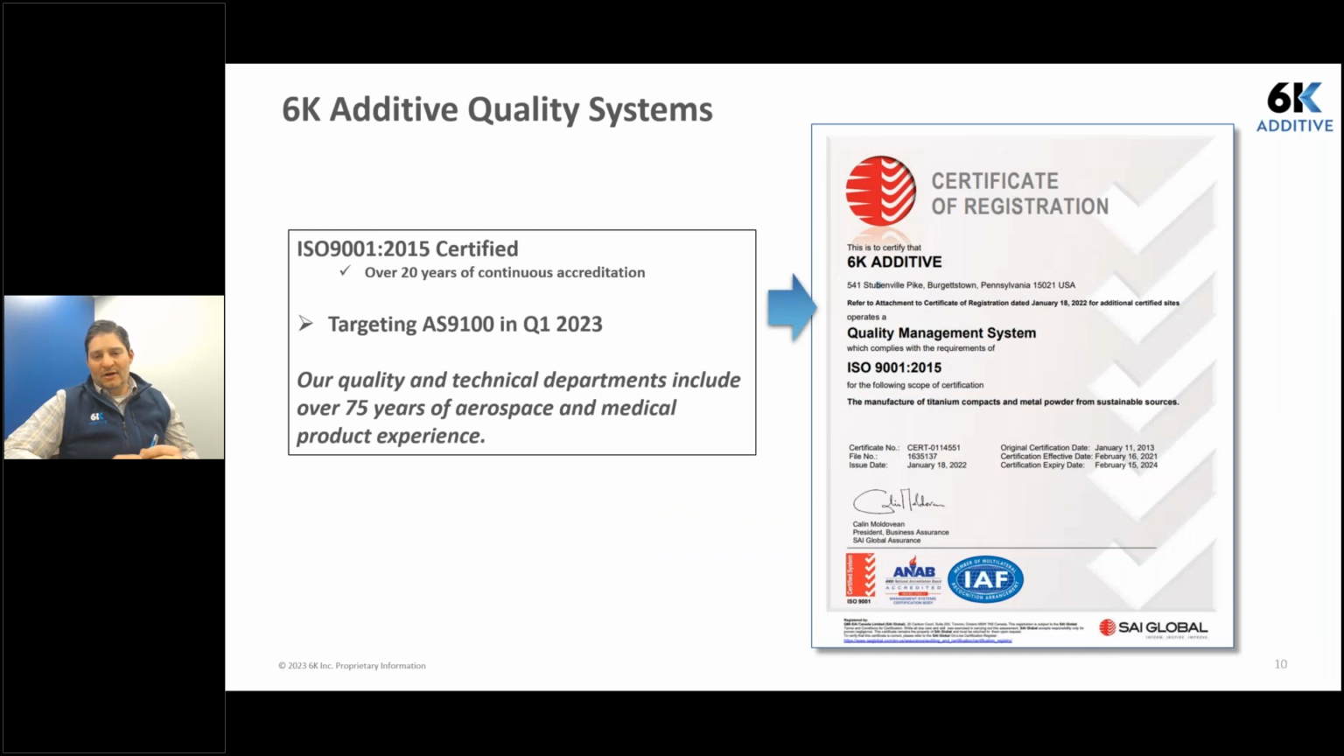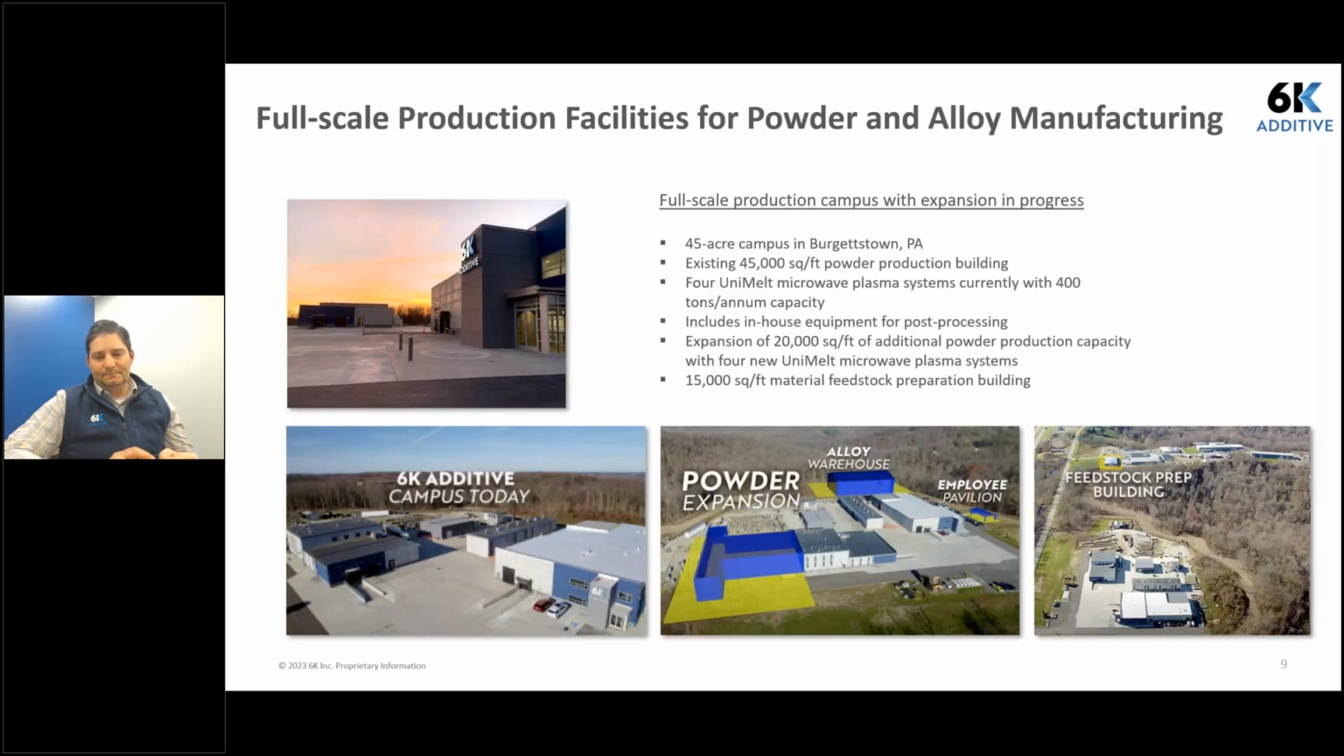The middle picture there is our future expansion. By the end of 2023, we'll have doubled our capacity here at the Burgettstown facility. And we have also just opened 10,000 square feet of additional manufacturing processing space, aimed specifically at processing the particulate scrap to prepare it for the Unimelt spheroidization conversion. You can go ahead to the next one.